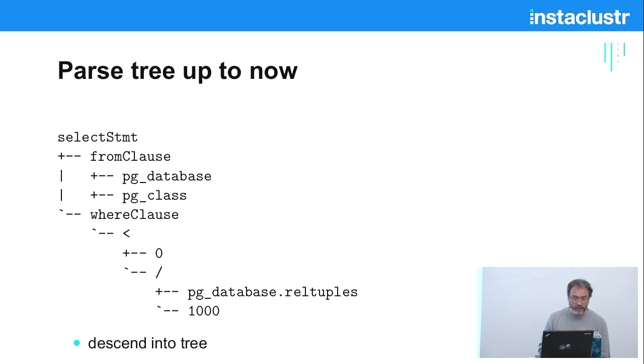At that point, the parse tree looks like this. So far we've just removed entire subtrees. And now we have to do something more complicated. We have to descend into the tree and try to remove elements in there. So the first thing it does is to walk into the from clause.